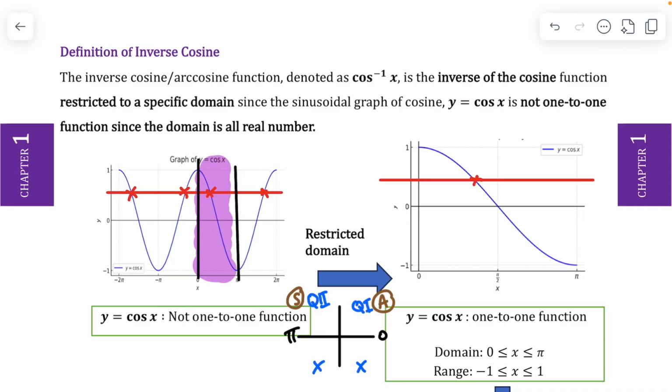If you do the horizontal line test, you will pass the test because you will touch at most one point here. So if you write it in terms of a definition, y equals cos x is one-to-one when we restrict the domain from 0 until pi included, and the range will not be changed, from minus 1 until 1. In terms of quadrants, you are now allowed to be in quadrant 1 and quadrant 2, from 0 until pi. If your cos is positive, you are in quadrant 1, and if your cos is negative, you are in quadrant 2. Quadrants 3 and 4 do not exist in our world right now.